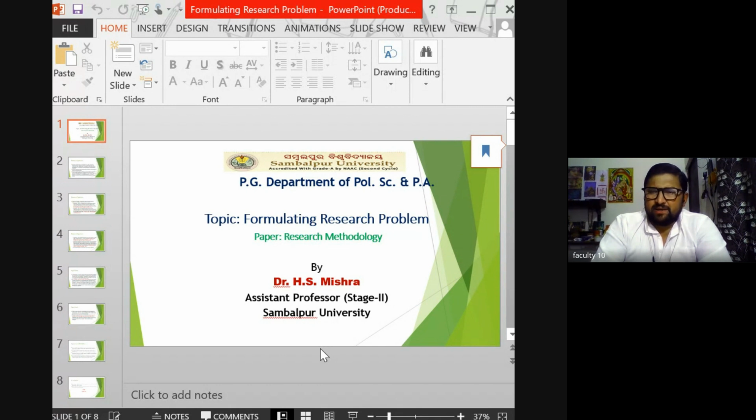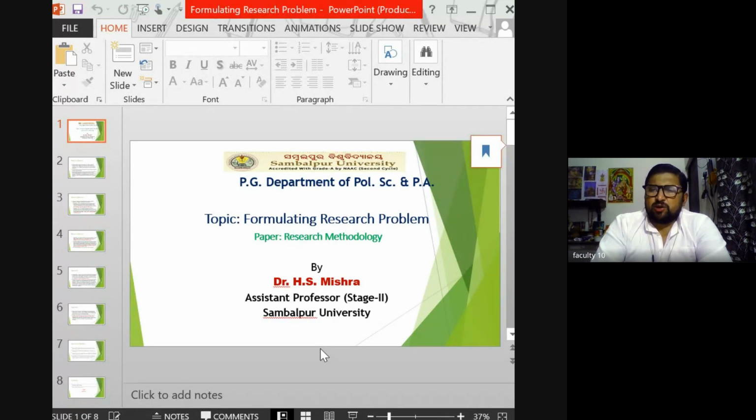When you are formulating the research problem, you are also thinking about your own methodology, right? In social science, every researcher is required to think simultaneously. When you are making your research question, you are also thinking about your hypothesis. When you are making your hypothesis, you are thinking about the scope and significance of your study. You are thinking about the methodology. You are thinking about your chapterization.